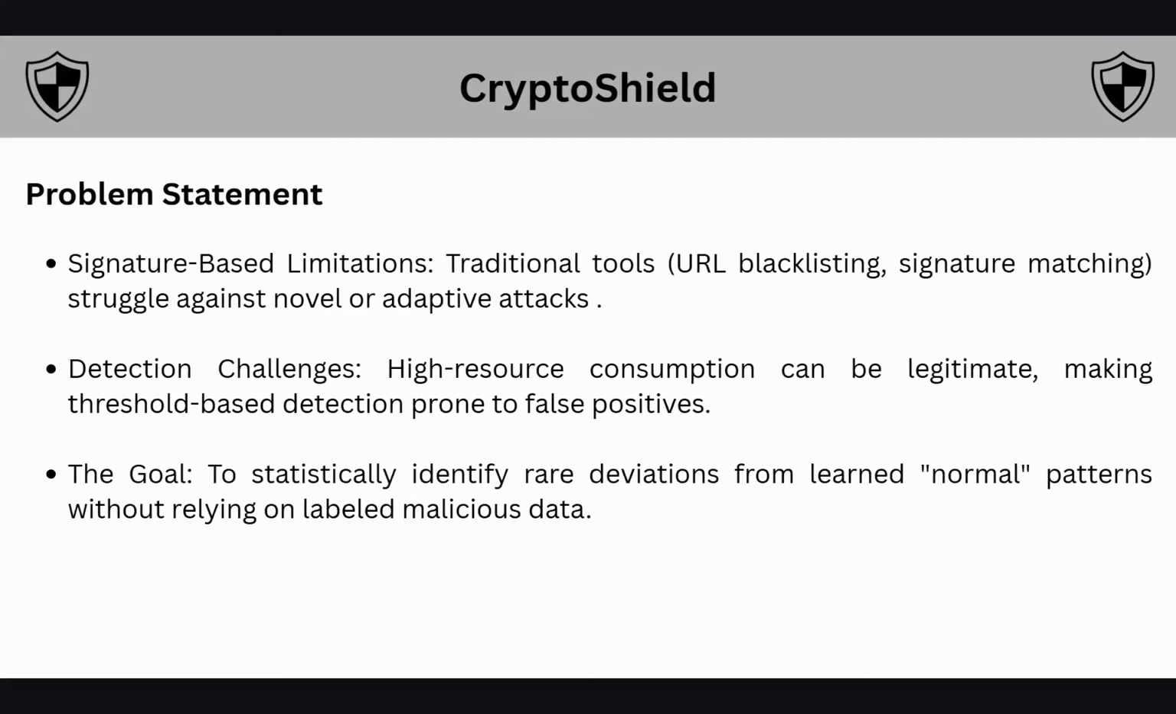So this was the problem statement. Signature-based detection has limitations, like URL blacklisting, and struggles with novel adaptive attacks. High consumption can be legitimate, making threshold-based detection prone to false positives. The goal was to make it easier to handle visited websites that are not malicious but consume high resources.